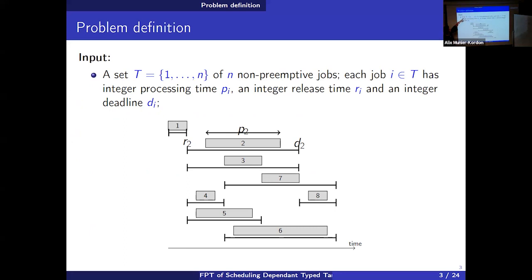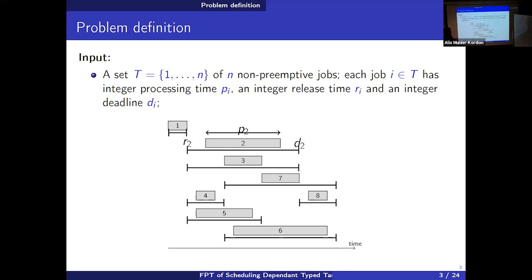It is composed of a set of tasks. We have n tasks or jobs, which are non-preemptive. It means that we cannot cut them, preempt them: when you decide to do it, you do it totally. Each job has an integer processing time p_i, and we have also release times and deadlines.